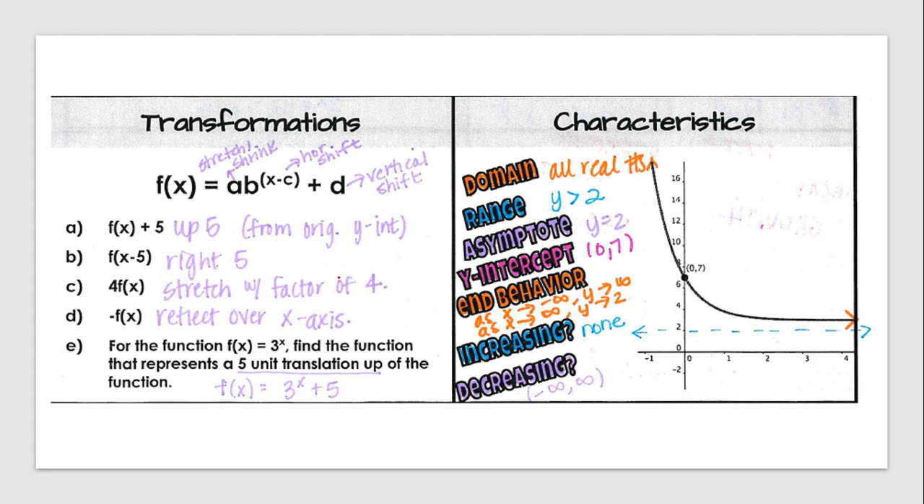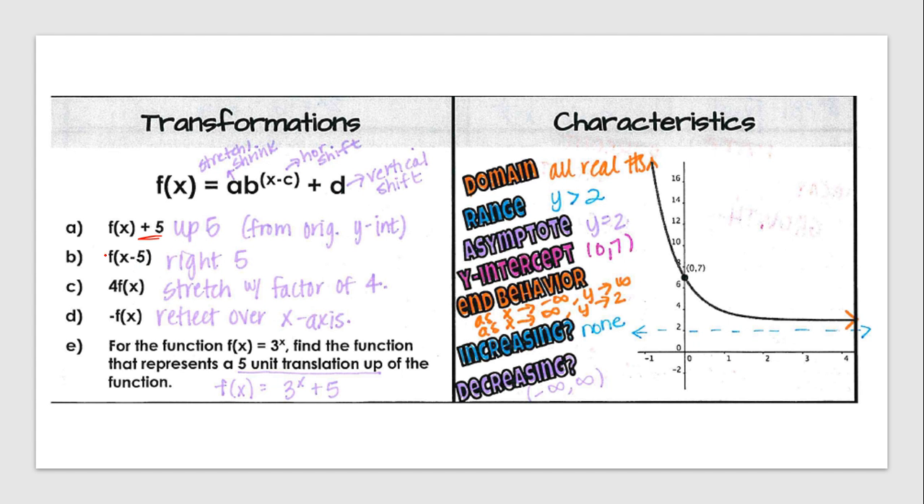Transformations. We talked about transformations with our quadratic functions. It's the same sort of set of rules. So when we add or subtract a number at the end, that tells us if we're moving up or down. These are the ones I want you to remember. So +5 means we move up 5.